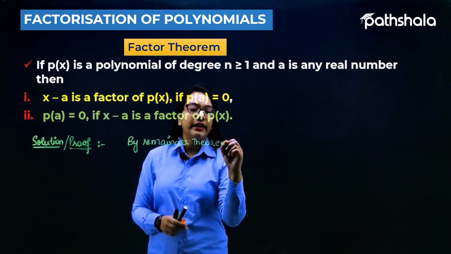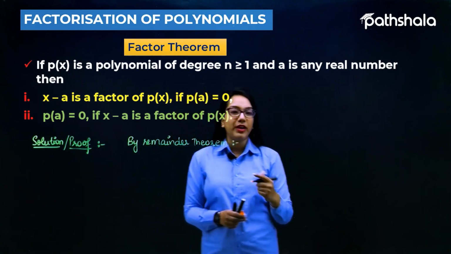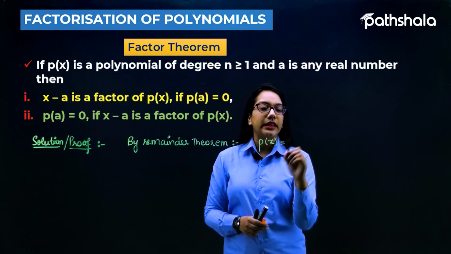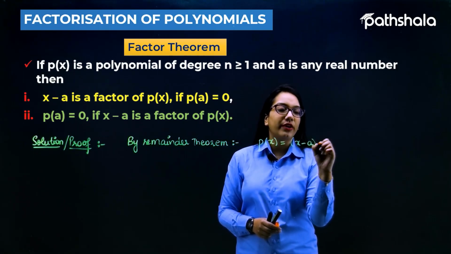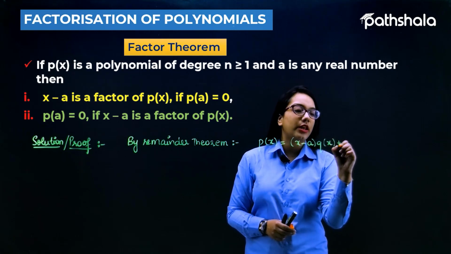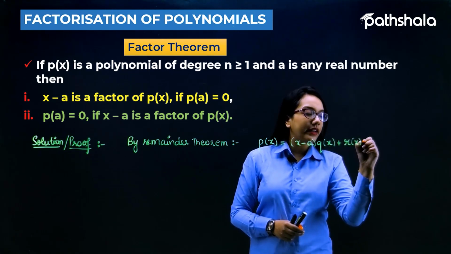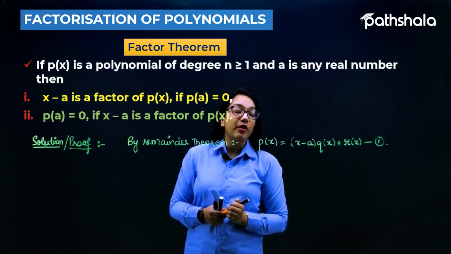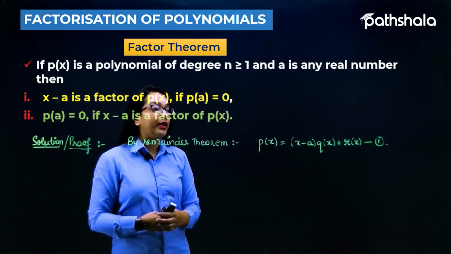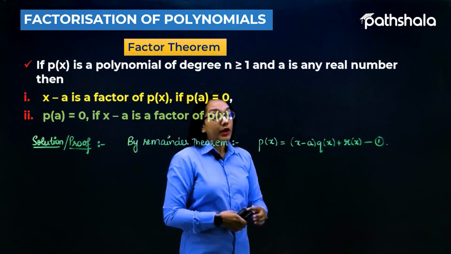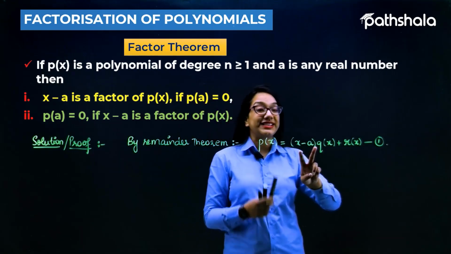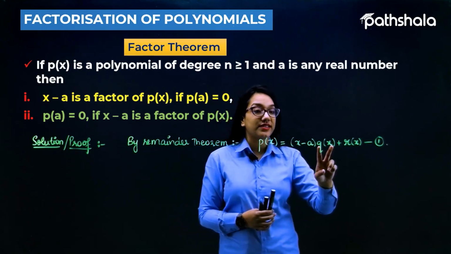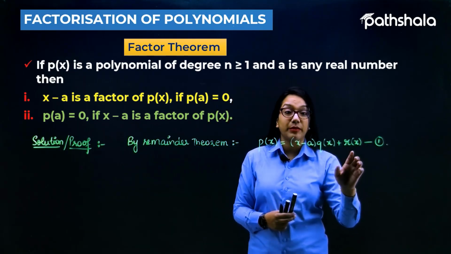if we have a polynomial p(x), then we can write p(x) as (x minus a) times q(x) plus r(x). We can represent the polynomial p(x) in this form, where x minus a is the divisor, p(x) is the dividend, q(x) is the quotient, and r(x) is the remainder.